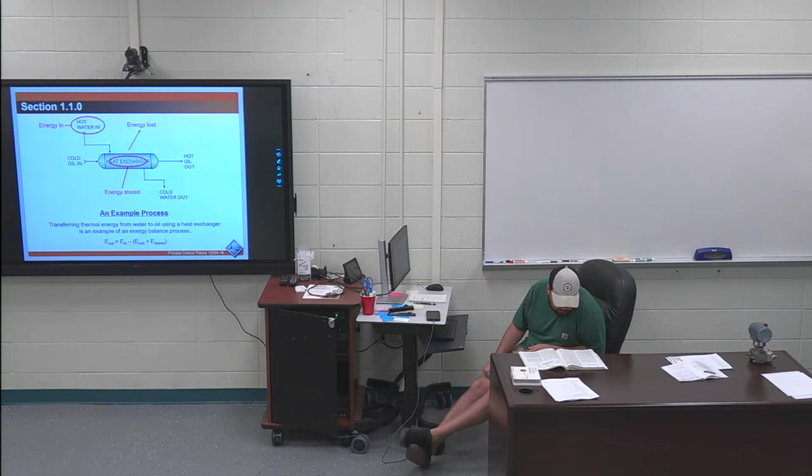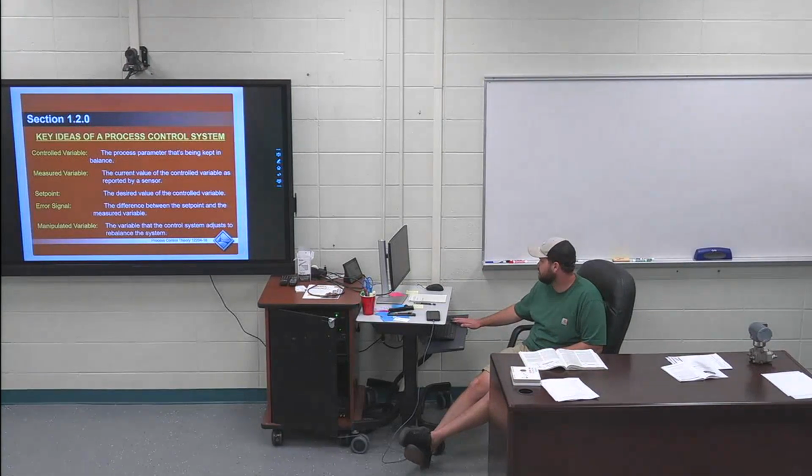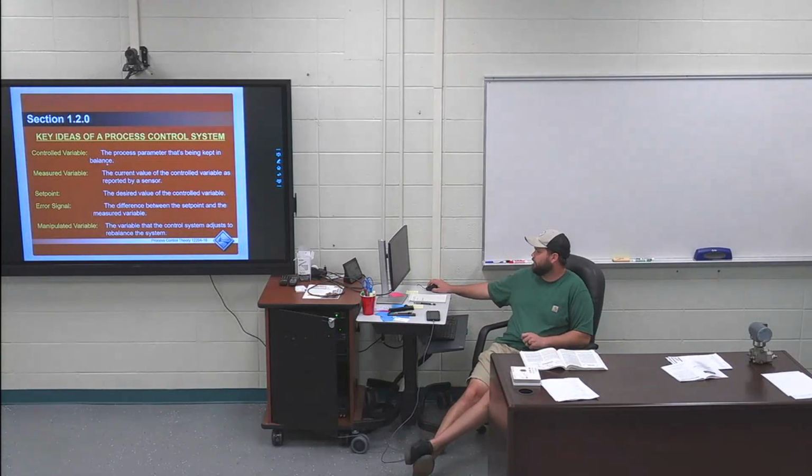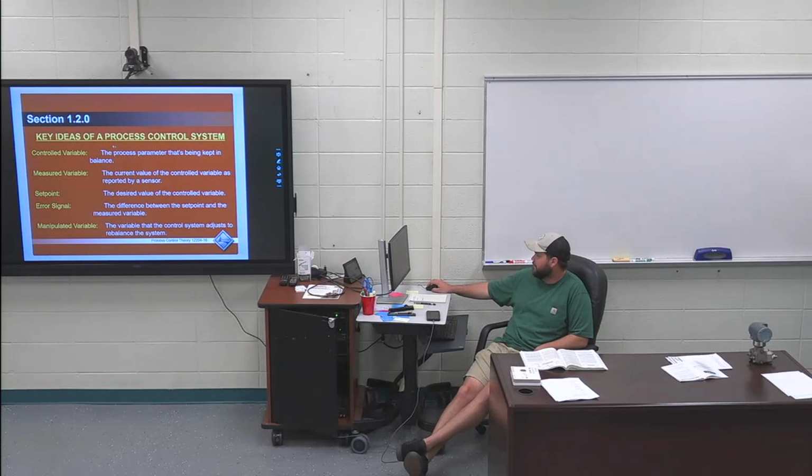Process control system 120, bottom right of page 2, second paragraph, second sentence. The process parameter that is selected for control is called the controlled variable. So this is a pretty good slide right here. Controlled variable is the process parameter that's being kept in balance. So if I had a tank and I wanted to keep the level in the tank at a certain level, our controlled variable is going to be the level.